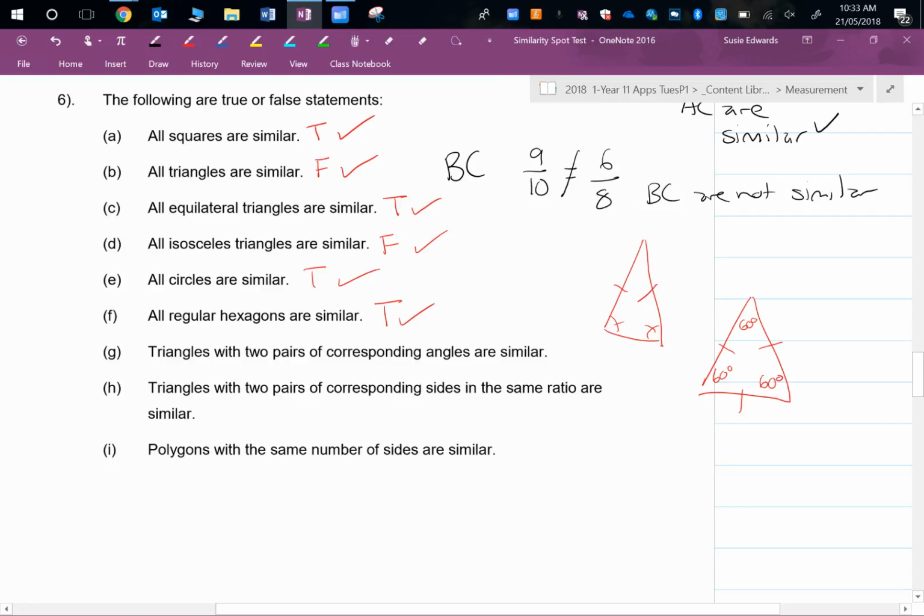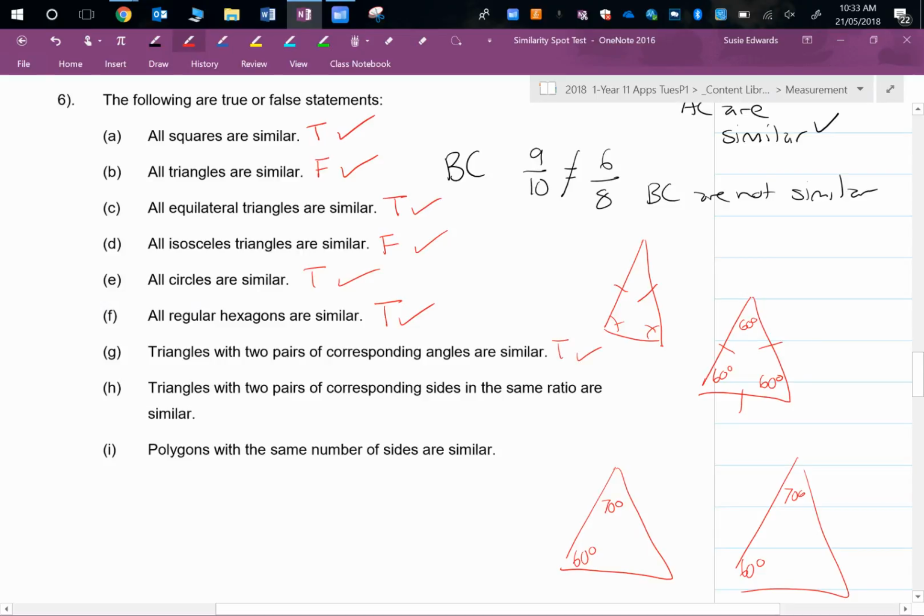Anything which is regular is going to be similar. Triangles with 2 pairs of corresponding angles are similar. Now, let's have a think about this. If you've got a triangle, and for example, this side here is 60, and this side here is 70, and you've got another triangle, and this side here is 70, and this side here is 60, what happens to the third angle? It's going to be the same. So you've got 3 angles the same. So are triangles with 2 pairs of corresponding angles similar? Yeah, because angle, angle, angle. So true.